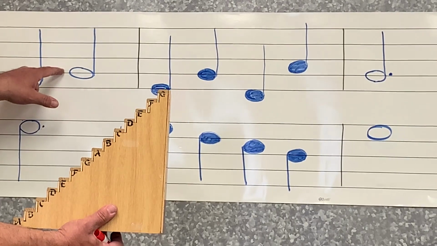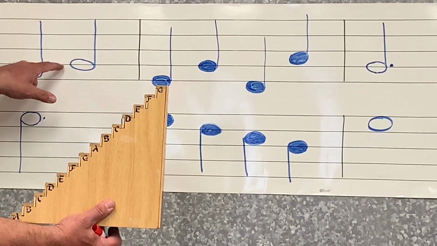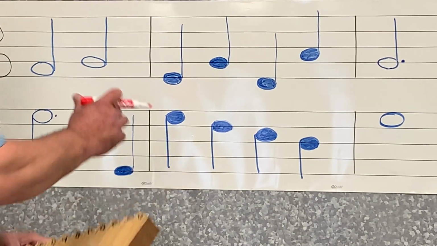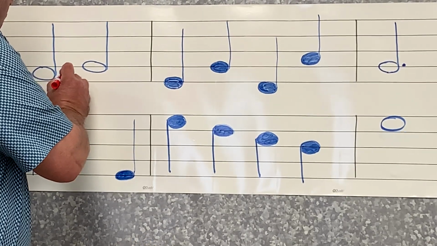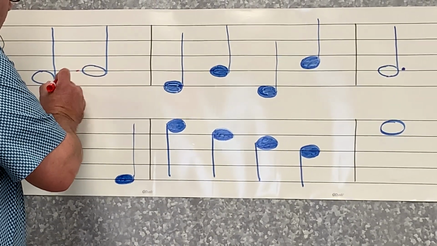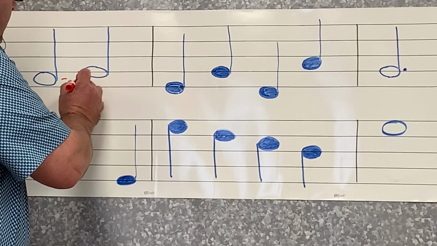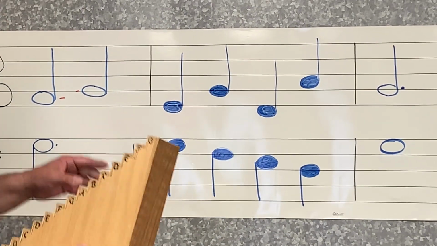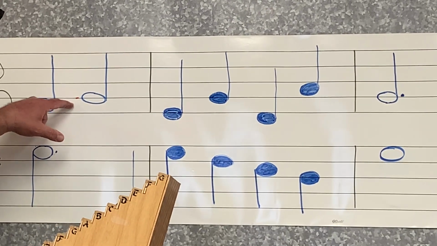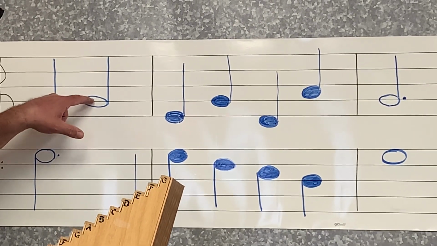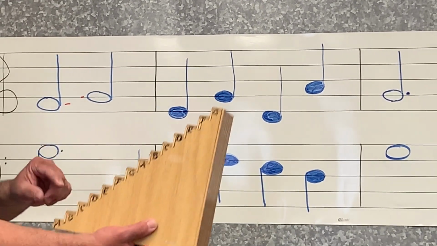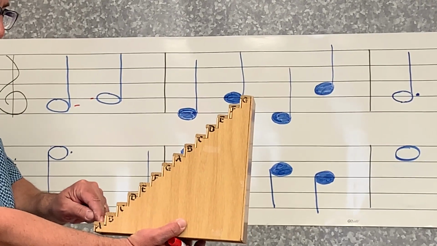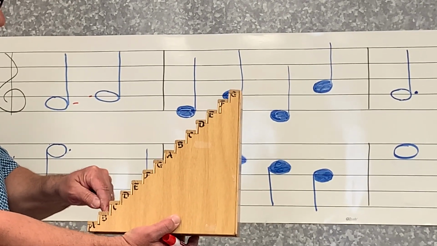Because the note only moves from the open space to the next line. Okay, so we have 1, 2. So we move from here to here. We call that interval a second because we're only moving from this space to this line. So we think of that on our stair steps as moving from one step to the next.